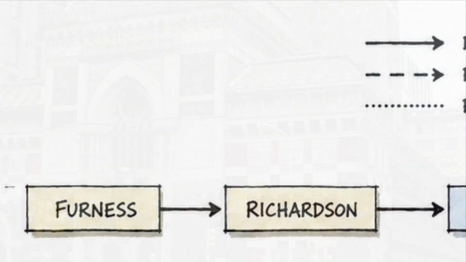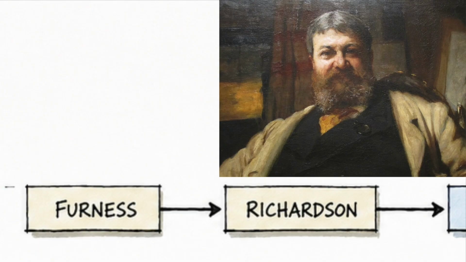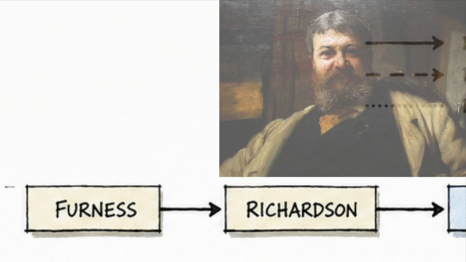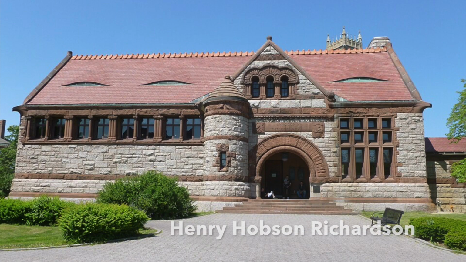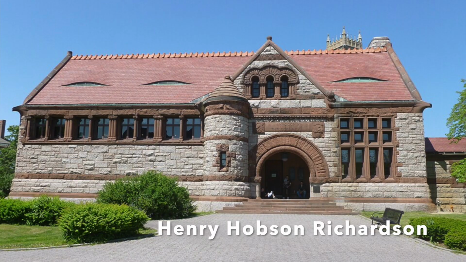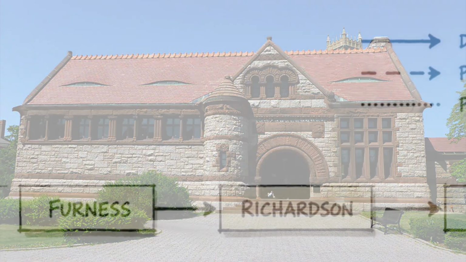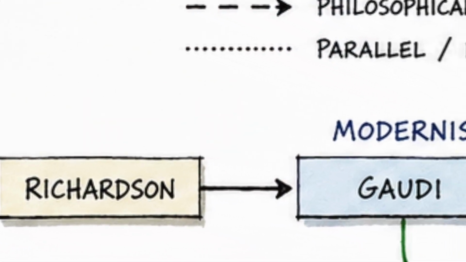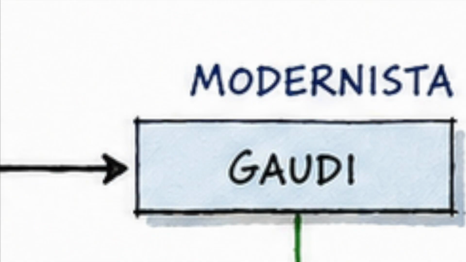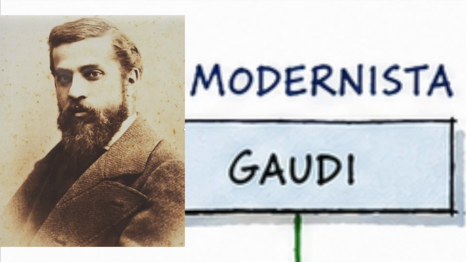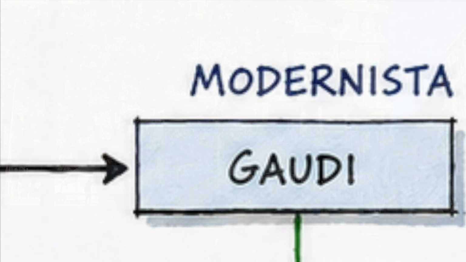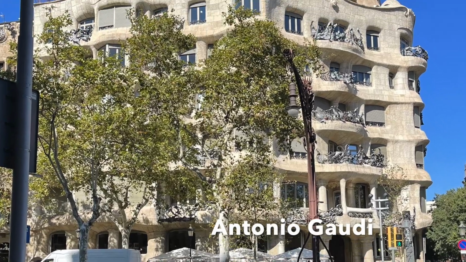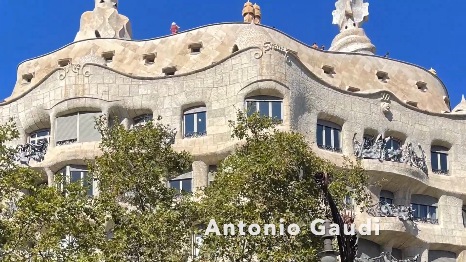The architecture of Henry Hobson Richardson may seem historically correct, but Richardsonian Romanesque is an entirely new approach. It is a precursor to Louis Sullivan and hence a precursor to modernism. And we have Antonio Gaudi. Historians place him in the Modernista movement, Spain's version of Art Nouveau. His innovative work was a rebellion against traditional architecture.